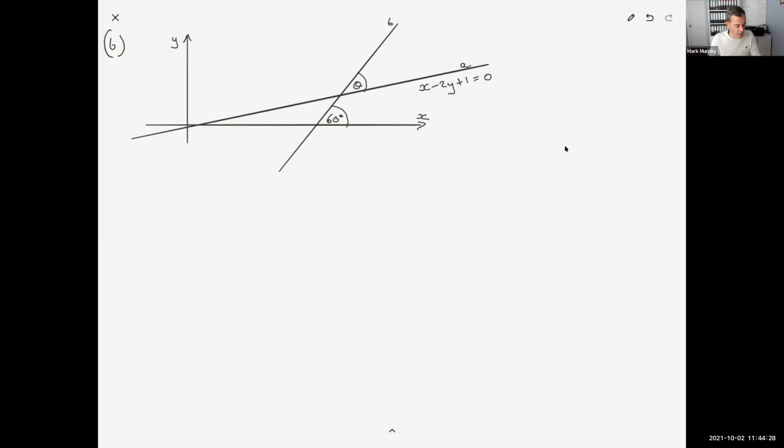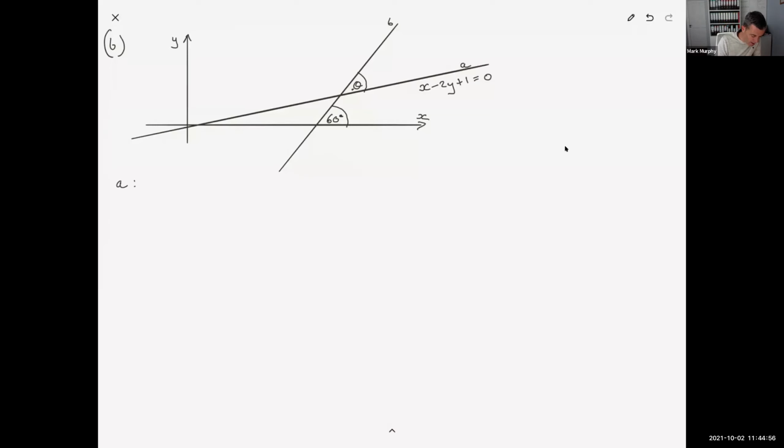Now, it says, the diagram below shows two lines, A and B. The equation of A is x minus 2y plus 1 equals 0, which we've written down. The acute angle between A and B is theta. That's this theta here. And line B makes an angle of 60 degrees with the positive sense of the x-axis as shown in the diagram. And then it asks you, find the value of theta in degrees, correct to 3 decimal places. So again, I'm sure you all do the same as well. Let's write down what we have.